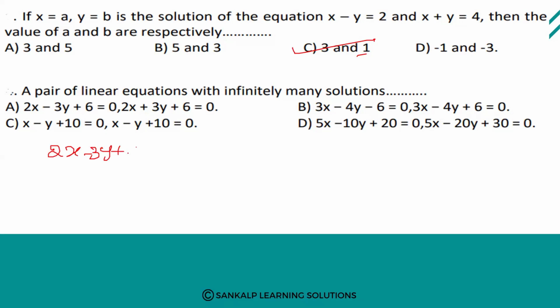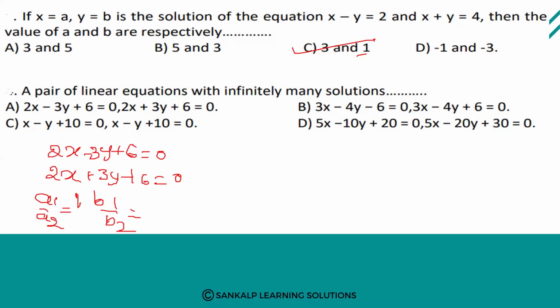2x minus 3y plus 6 equal to 0, and 2x plus 3y plus 6 equal to 0. Now, if I compare A1 divided by A2, then this is 2 divided by 2 is 1, right? B1 divided by B2 is minus 3 divided by 3, which is minus 1. So here A1 divided by A2 is not equal to B1 divided by B2. So this is wrong. What I want is A1 divided by A2 equal to B1 divided by B2 equal to C1 divided by C2.